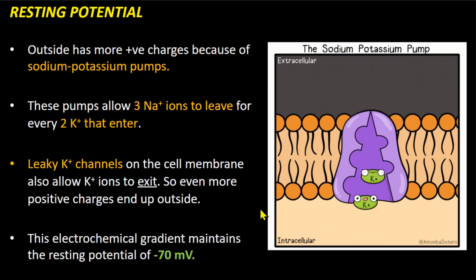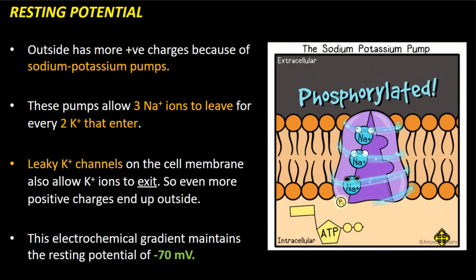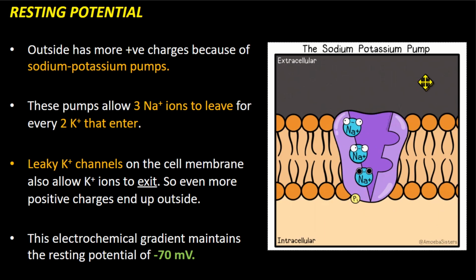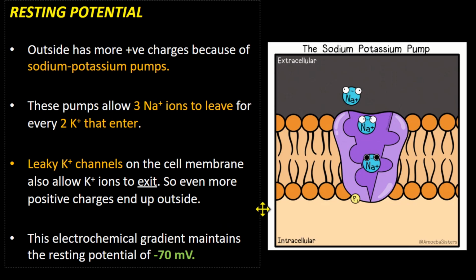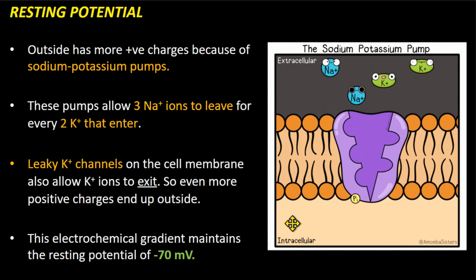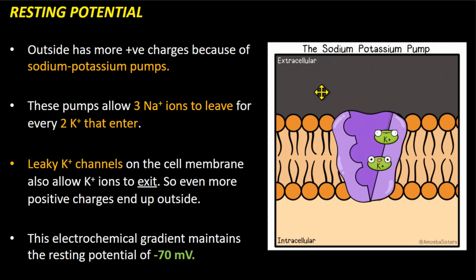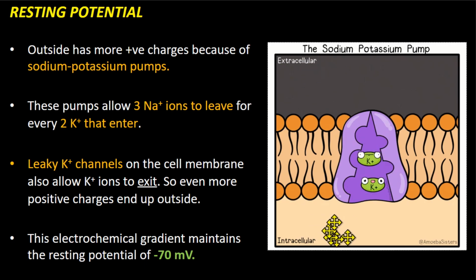Now we also have leaky potassium channels on the cell membrane that allow potassium ions to exit. So even more positive charges end up outside. The electrochemical gradient maintains this resting potential of negative 70 millivolts. So remember, more of the positive charges are leaving here. Outside is positive and the interior is negative because there are less positive charges inside.